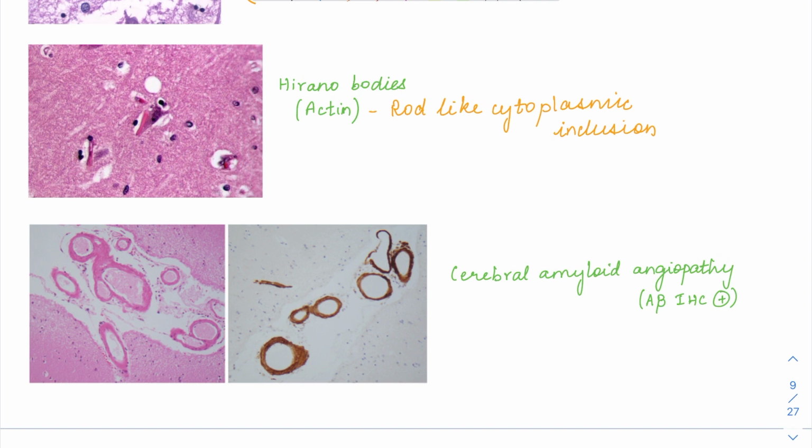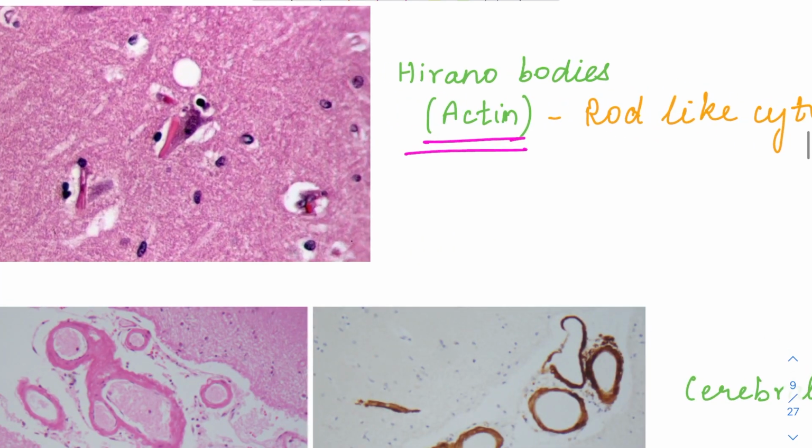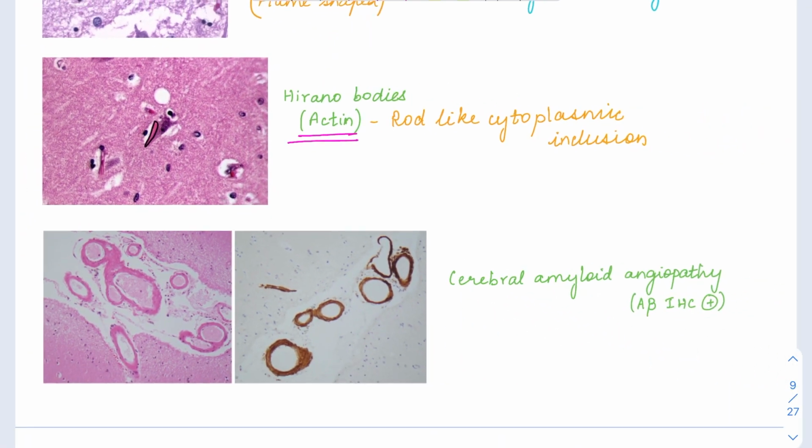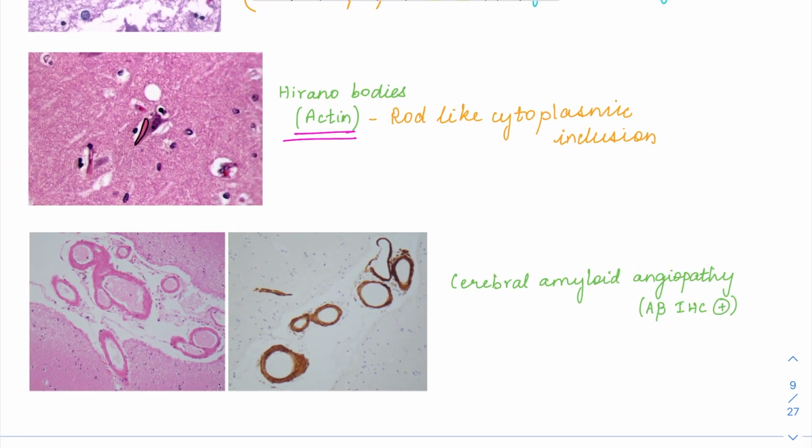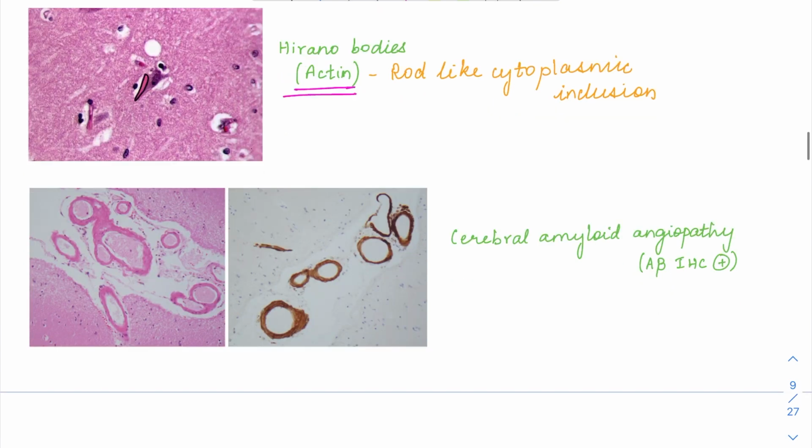Hirano bodies are composed of actin. So actin is the composition of Hirano bodies, and these are nothing but eosinophilic rod shaped structures. Can you appreciate there is a rod shaped structure here? So eosinophilic rod like cytoplasmic structures, which are called Hirano bodies, are seen in Alzheimer's.